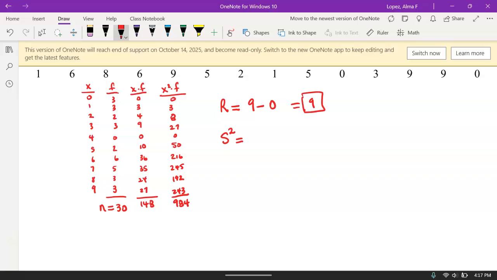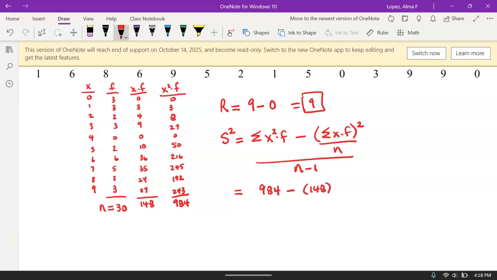The variance formula for ungrouped data would be the sum of the column entitled X squared times F minus the sum of the column entitled X times F, that number squared, divided by n, all of that divided by n minus 1. We're going to plug in the sum of the column entitled X squared times F, which is 984, minus the sum of the column entitled X times F, that number squared, divided by n, which I found by adding up the frequency column is 30, all of that over n minus 1, which is 29.